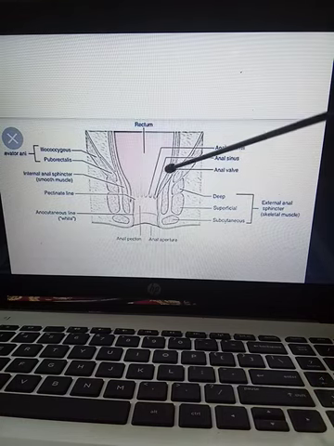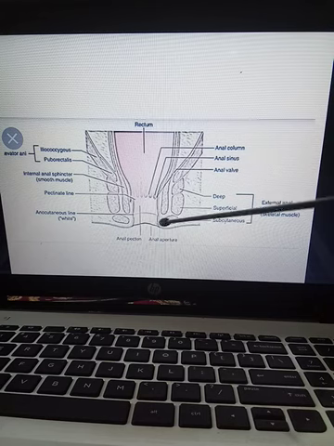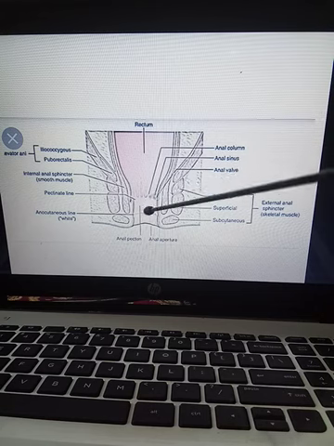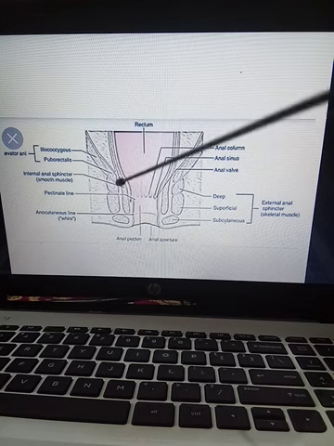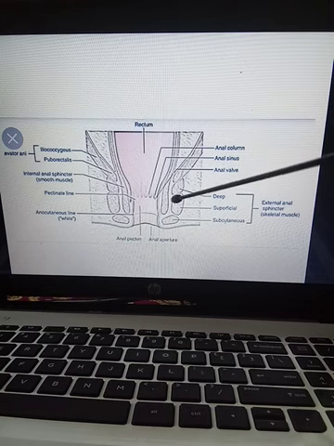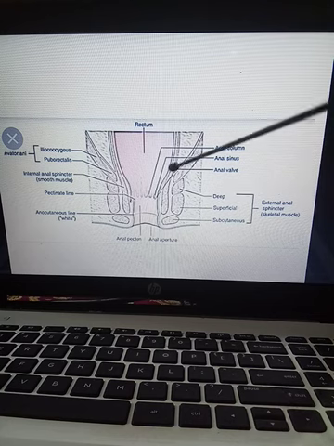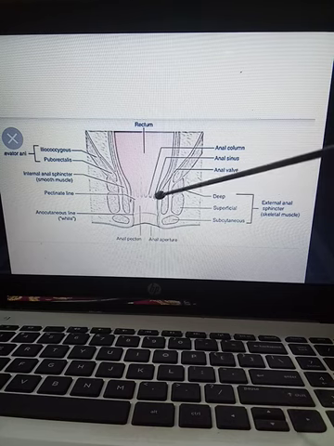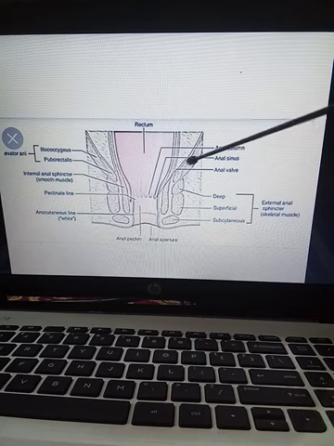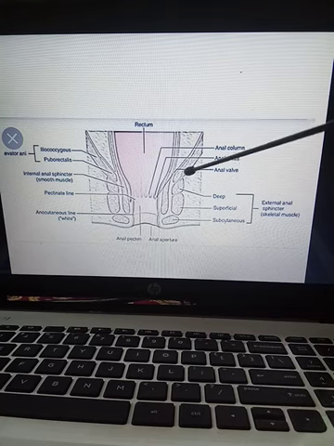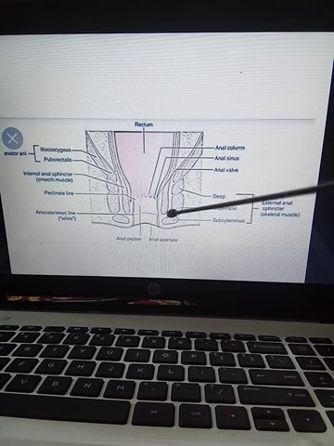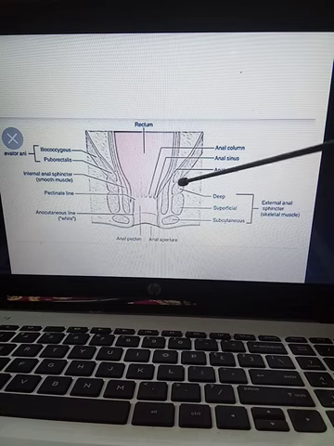After that comes the musculature of the anal canal. For the musculature, you have two sphincters. This is your internal anal sphincter. This is your external anal sphincter. Why is the external one described in parts? Since it has parts. It has the deep part, the superficial part, and the subcutaneous part.